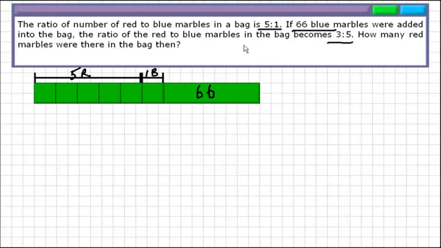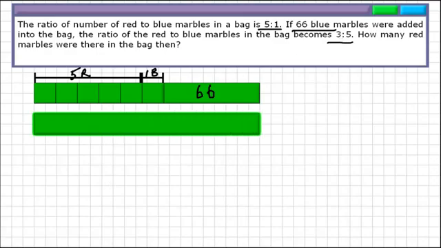So when 66 marbles were added, the ratio of red to blue marbles changes from 5:1 to 3:5. Let's represent this changed ratio. We get another block, and since it's 3:5, we have to draw 8 parts to this model. Let's resize that. Break it into 8 parts.